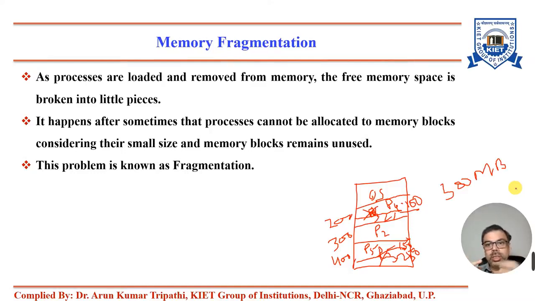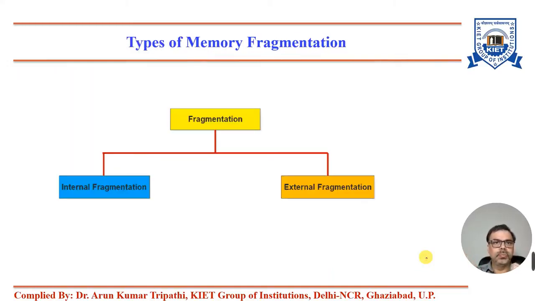Why? Because we have the space, but that space is not continuous. The 100 MB space is here and the 250 MB space is here, but this space is not continuous, so we cannot allocate it to any process. So this space is known as fragments, and this phenomenon is known as fragmentation. Fragmentation is of two types: internal fragmentation and external fragmentation.